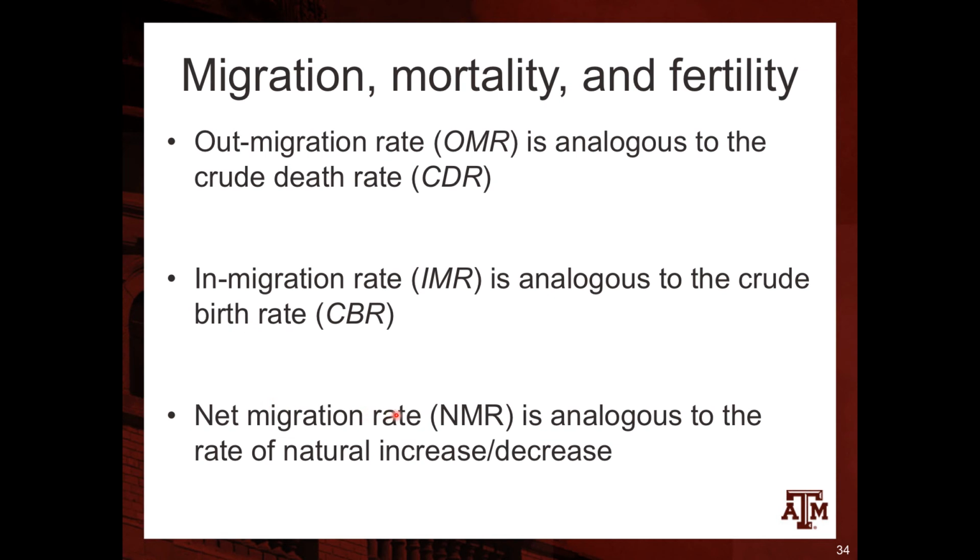And the net migration rate is analogous to the rate of natural increase and decrease. So the rate of natural increase and decrease, which is the crude birth rate minus the crude death rate, is analogous exactly to the net migration rate, which equals the in-migration rate minus the out-migration rate. So the CBR minus the CDR is analogous to the IMR minus the OMR.